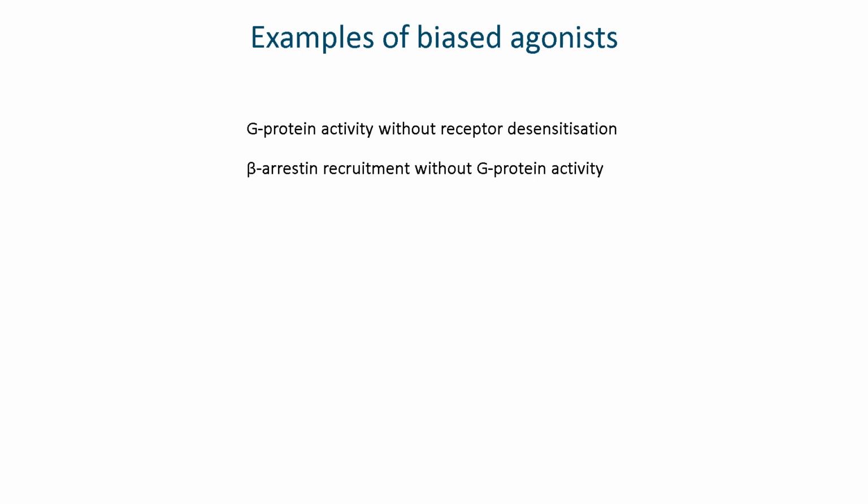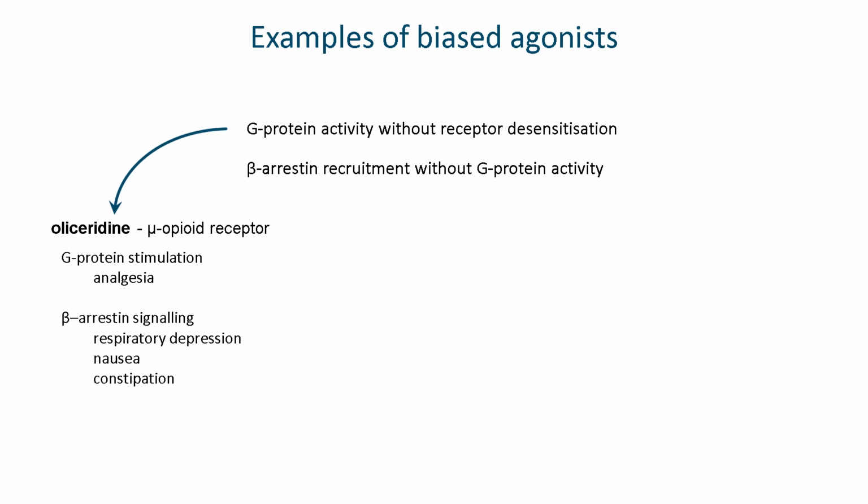An example of a G-protein biased agonist is oliceridine, a mu-opioid agonist that is used to treat acute pain. The analgesic effect of opioid drugs is caused by stimulation of the G-protein, while stimulation of the beta-arrestin pathways is responsible for their side effects of respiratory depression, nausea, and constipation. Since oliceridine is biased towards the G-protein, it produces the good effects without the bad.